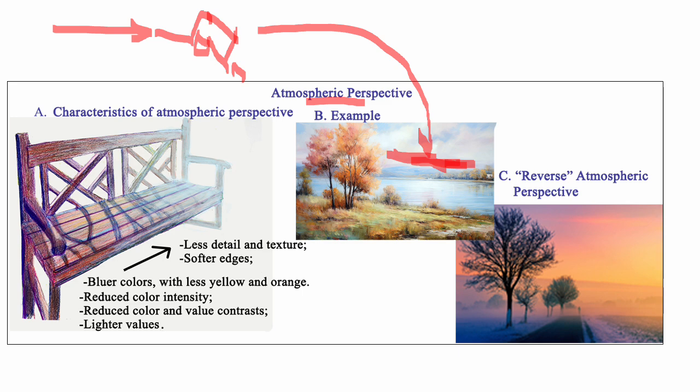Now, all these deflected rays cause the other features of atmospheric perspective. So we see less detail and texture, softer edges. The color is bluer because it's usually blue skylight that's being deflected. And we see these other changes.